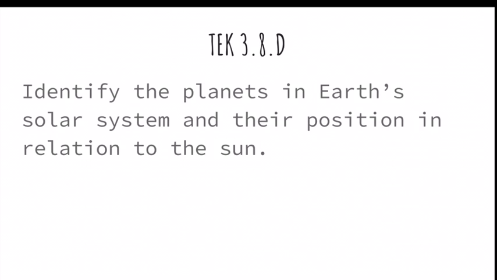For my standard, I'm doing 3.8.D, which is identify the planets in Earth's solar system and their position in relation to the sun. So basically, students should be able to tell me what the planets look like and the order of the planets. We'll be learning a really fun mnemonic and different things about the planets, such as their atmosphere, all kinds of stuff, so that students will be able to identify what planet is what based on what it looks like, but also based on facts about the planet.